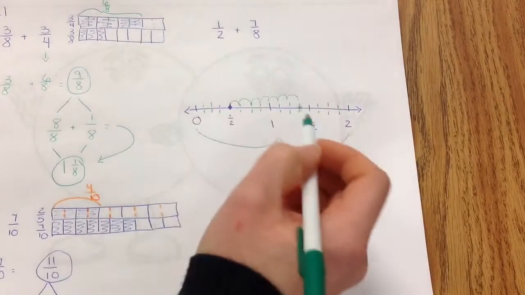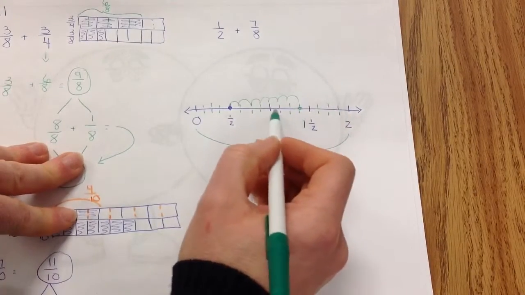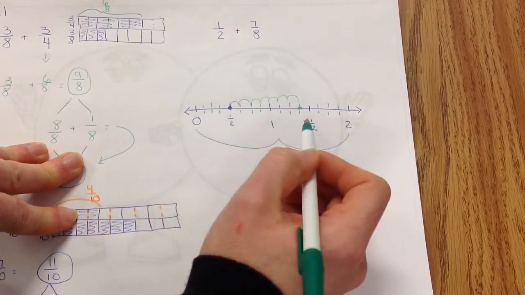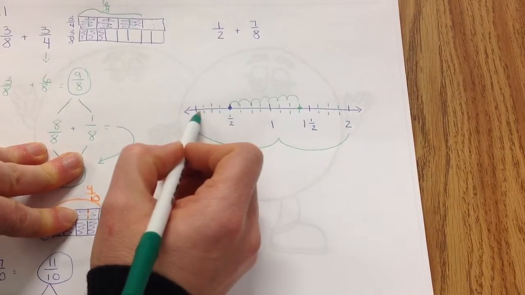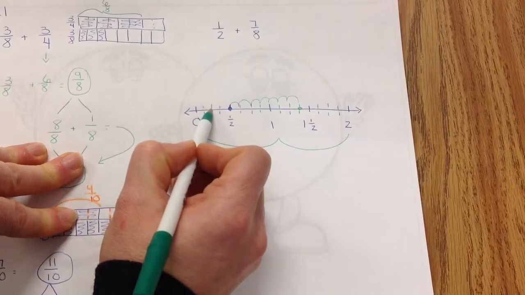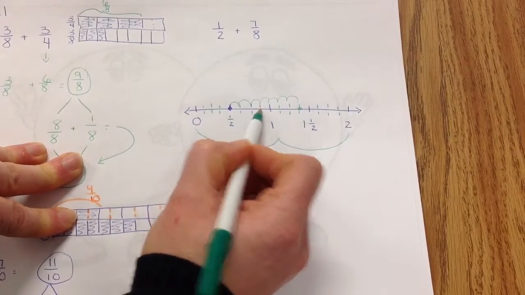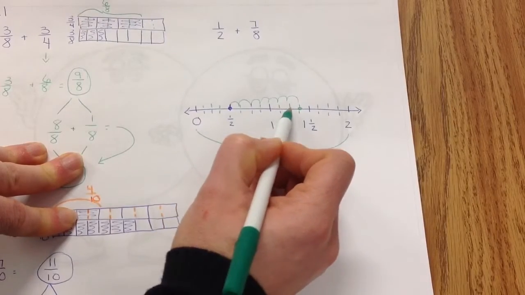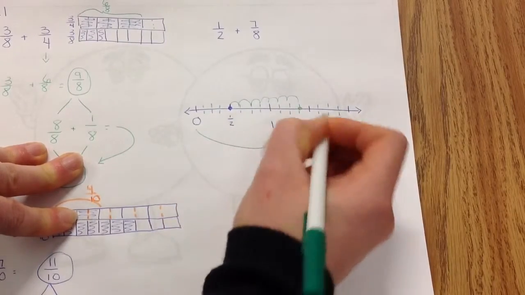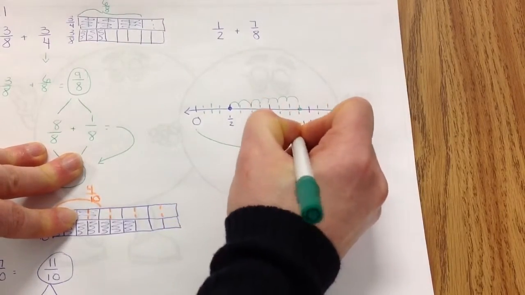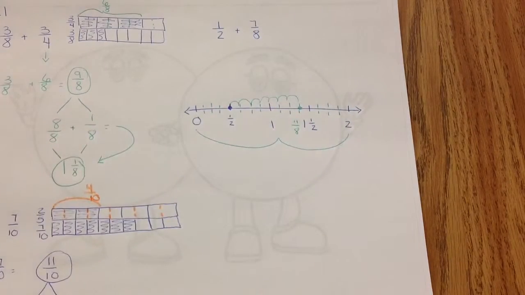So I would count up by eighths because it's not landing on one of my whole marks or my half marks. So let's start here. 1/8, 2/8, 3/8, 4/8, 5/8, 6/8, 7/8, 8/8, 9/8, 10/8, 11/8. 11/8 should be that point.